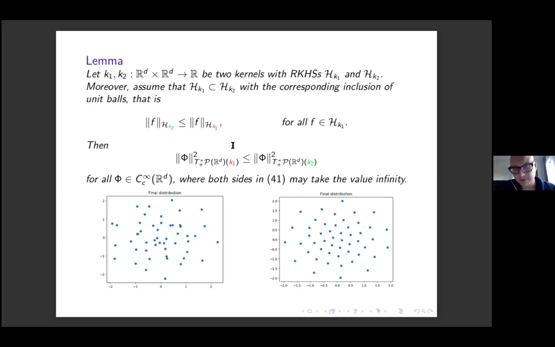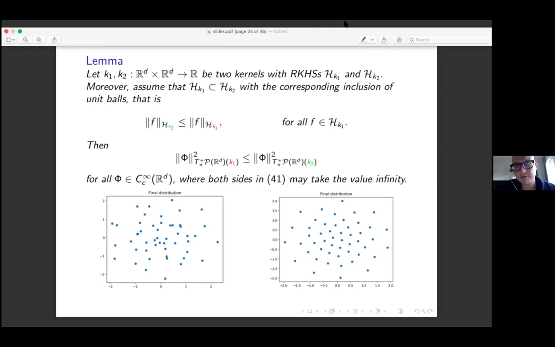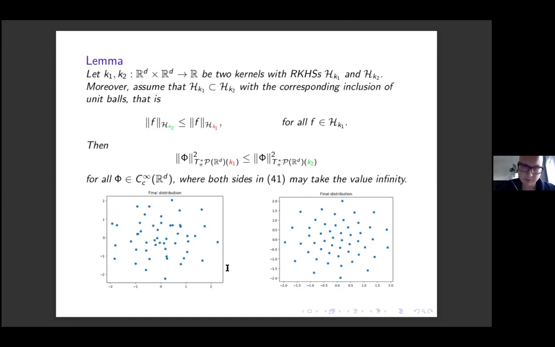So note that green and red here are reversed. Yeah, and this is an example. This is in fact a tractable thing to look at because these reproducing kernel Hilbert spaces are very well studied by now. And so we took different kernels where we knew that this inclusion holds. And so this is a good kernel, this is a bad kernel according to this characterization. And you see that somehow the distribution here is more even.